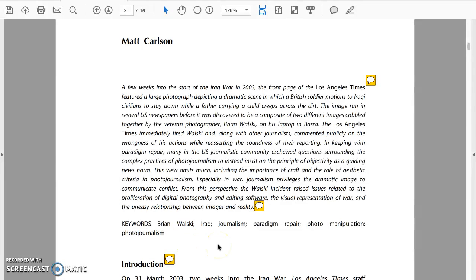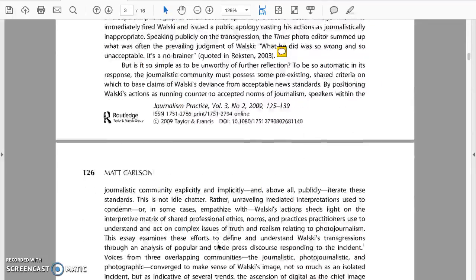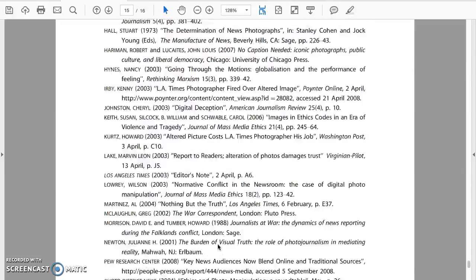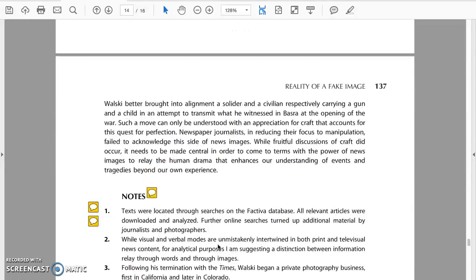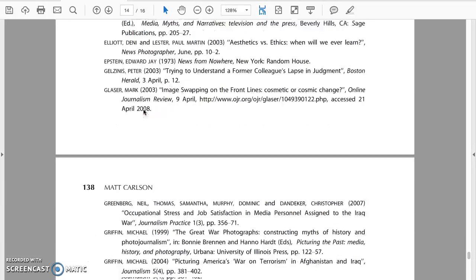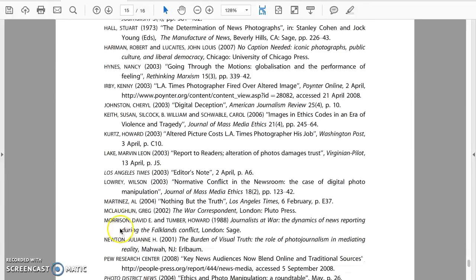APA requires a reference page, which provides a list of sources that is used within the paper using correct citations. The reference page is also required to be in alphabetical order, and so, as you can see at the end of the paper, it is titled with the subheading of references and also in correct alphabetical order.